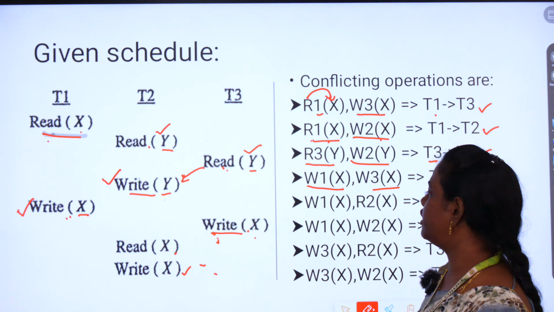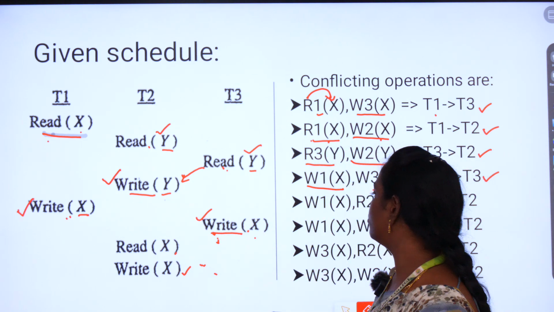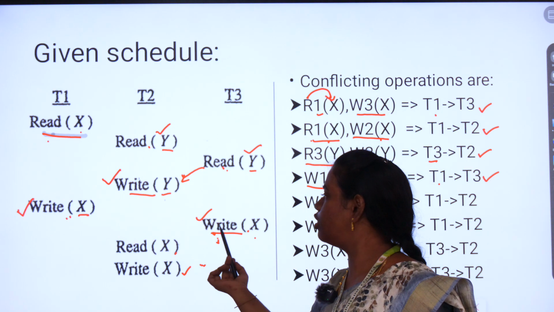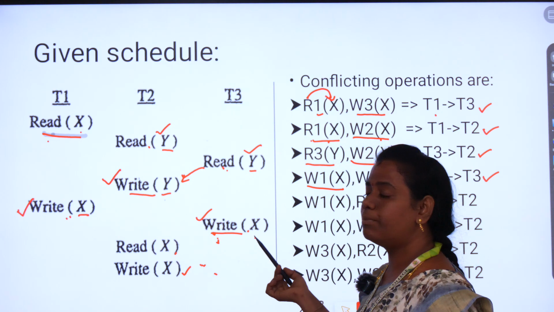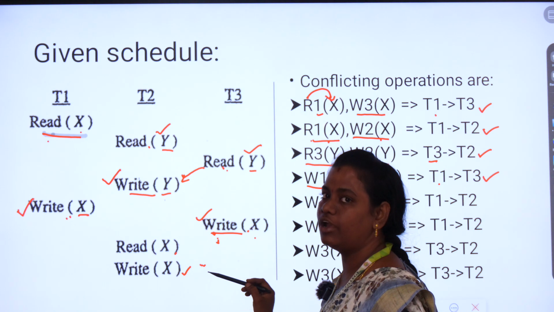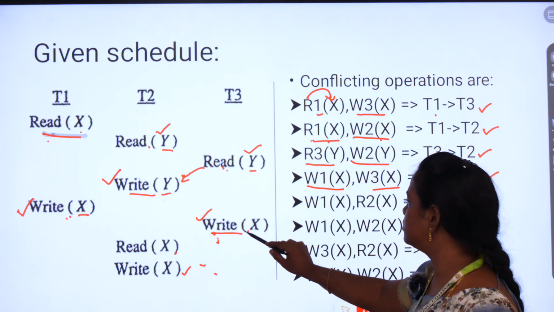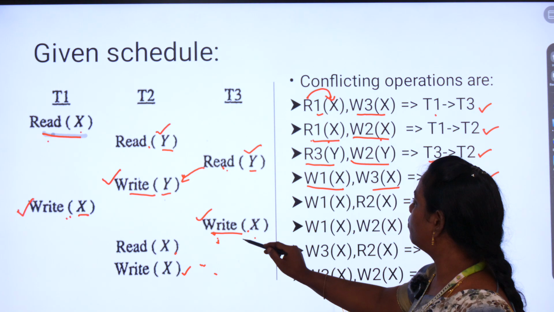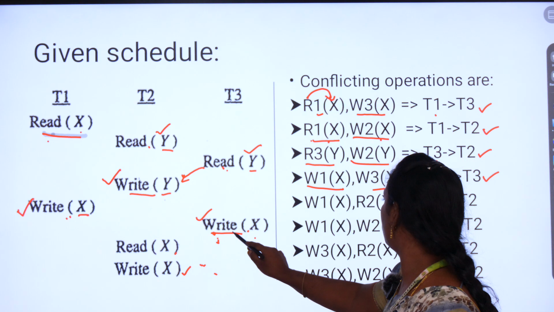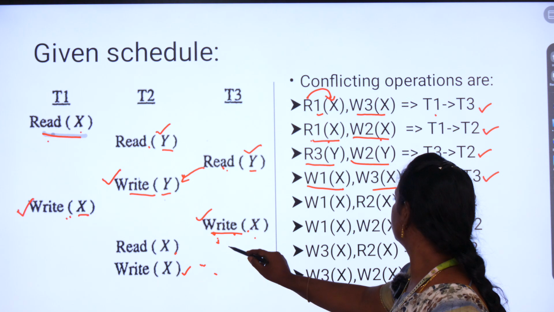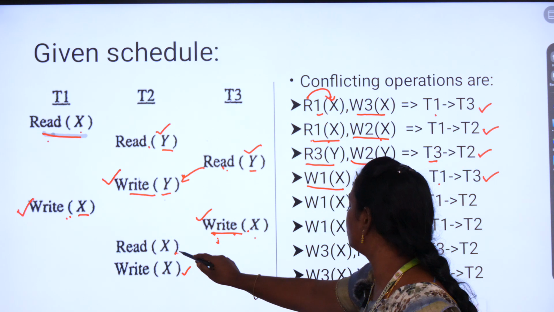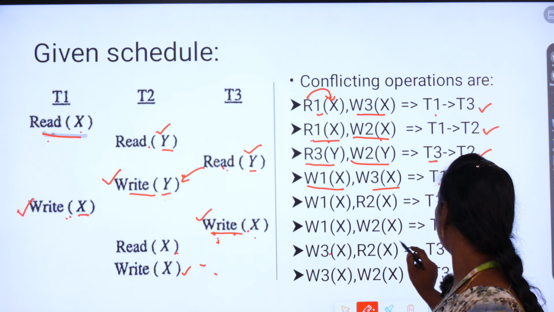Next I need to check write of x. So this write of x I need to compare with the read of x. Here both are on the same data, but one performs a write operation, so definitely there is a conflict. I need to update my table. This is your write operation on W3 and this is your R2. So W3 of x comma R2.